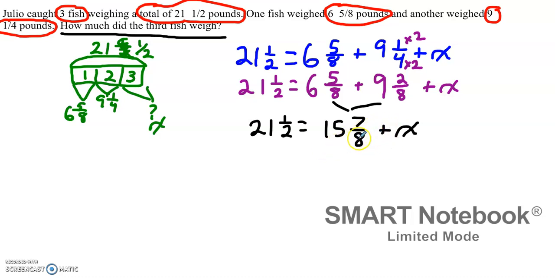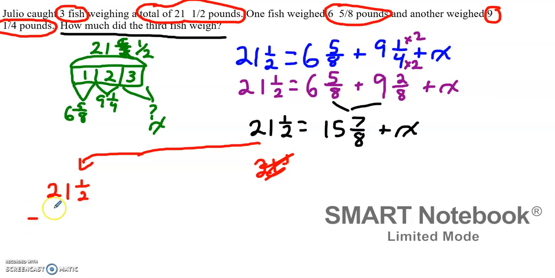Okay. So I look at this and I can do a guess and check with the variable. I could do the guess and check, or I can just do the inverse, and my inverse of addition is subtraction. So I can actually turn around and do 21 and 1/2. Actually, I'm going to rewrite this over here. I'm going to just draw an arrow to show that my work is going to be done over here because I have a little bit more space. So 21 1/2 minus 15 and 7/8.